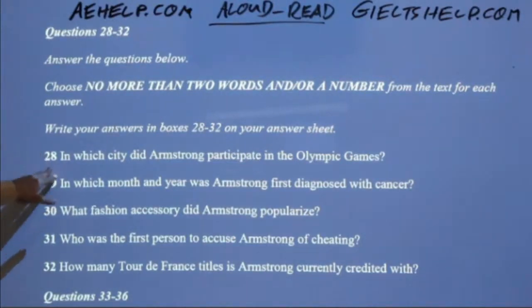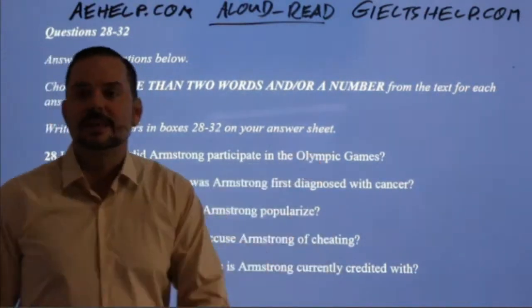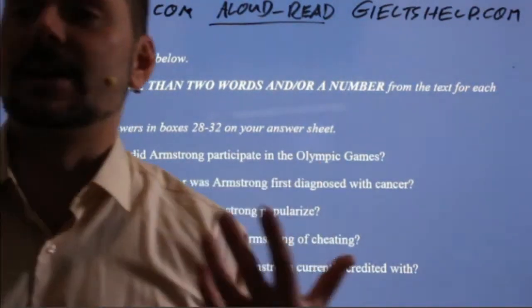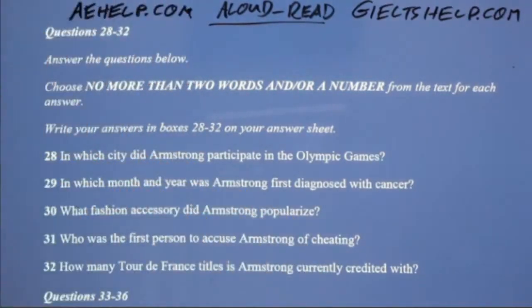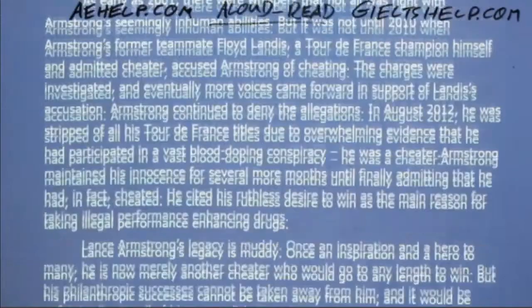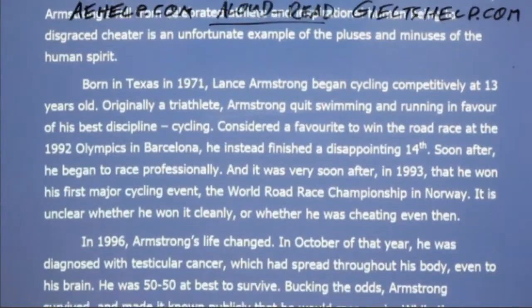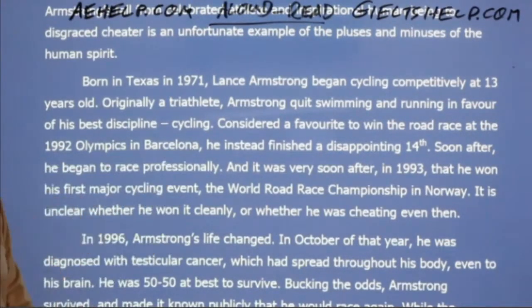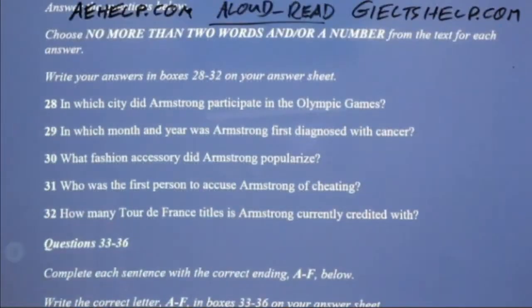Okay, here we go. Number 28, in which city did Armstrong participate in the Olympic Games? And I think most of us will get this because I even stopped there. Ferdov says Barcelona. Now make sure you don't misspell it or accidentally use a small b. If you have to, just check the text. You remember where it is. It's right here. Barcelona. Okay? Don't get that wrong. That would be just silly. So Barcelona.